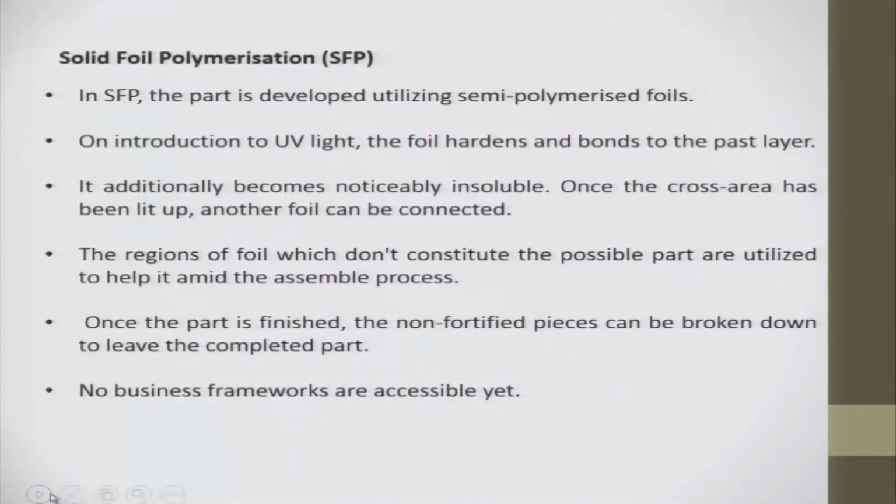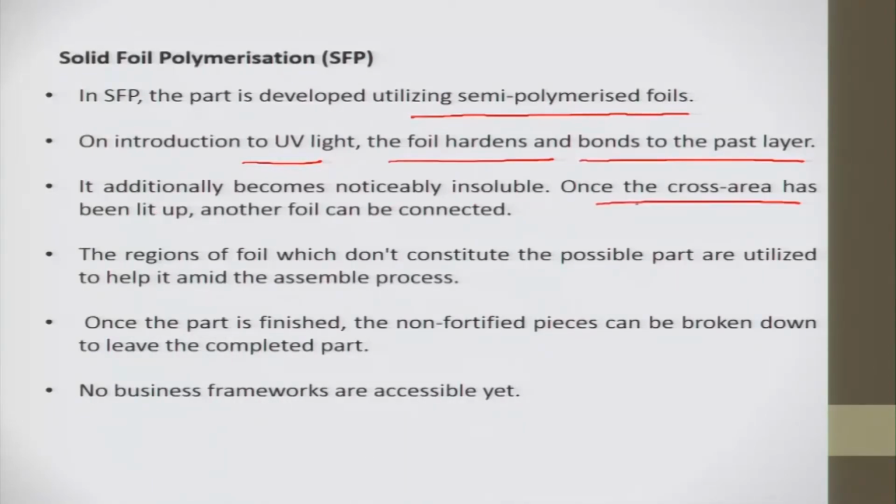Now, similar to this process, we have solid foil polymerization. In solid foil polymerization, the part is developed utilizing semi-polymerized foils. On introduction to UV light, the foil hardens and bonds to the past layer. It additionally becomes noticeably insoluble. Once the cross-section area has been lit up or heated, another foil can be connected.